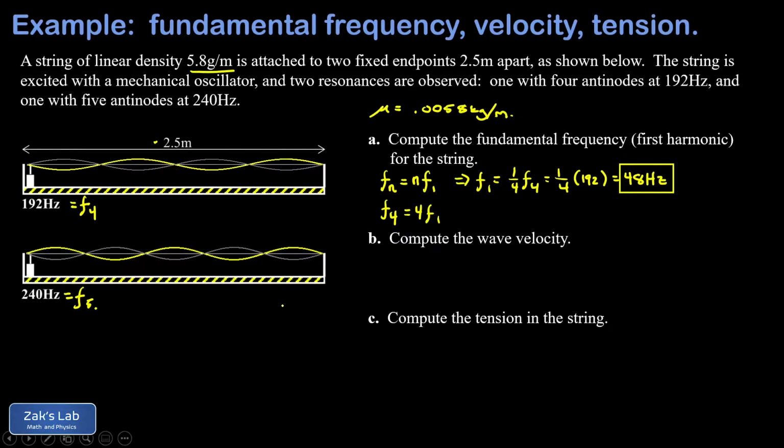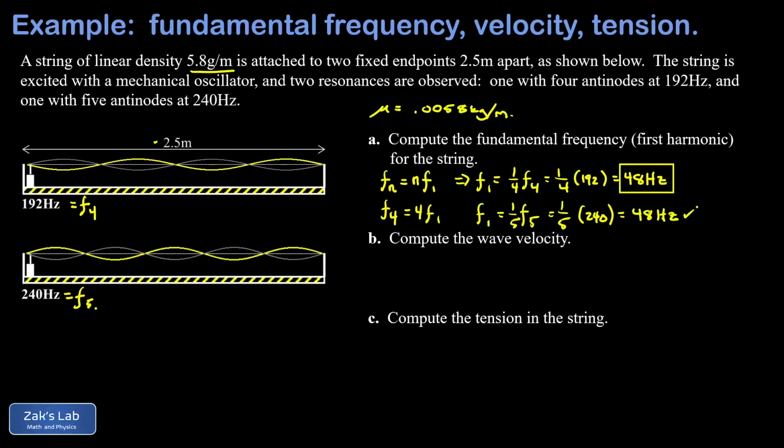Now again, this problem comes with extra information. We could have done exactly the same calculation with the 5th harmonic. So I could say that my 1st harmonic is 1/5 of the frequency for the 5th harmonic. That would be 1/5 of 240, and I get the same 48 hertz. So that's a nice check on our work.